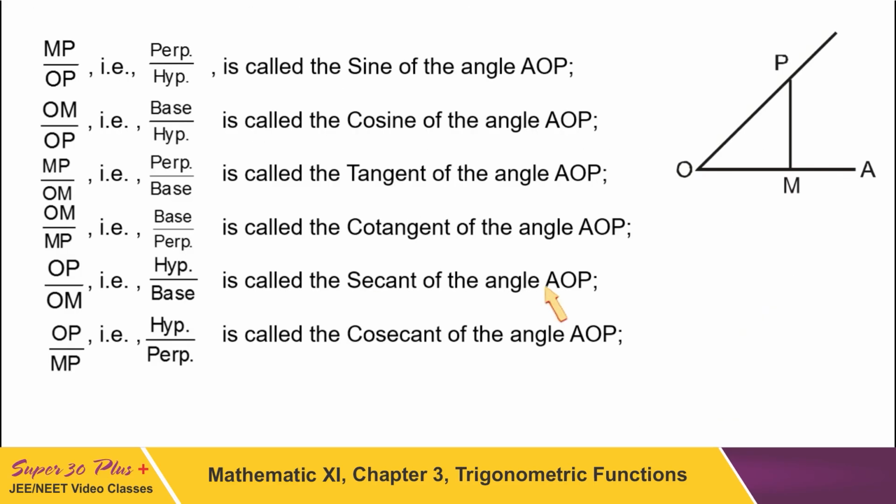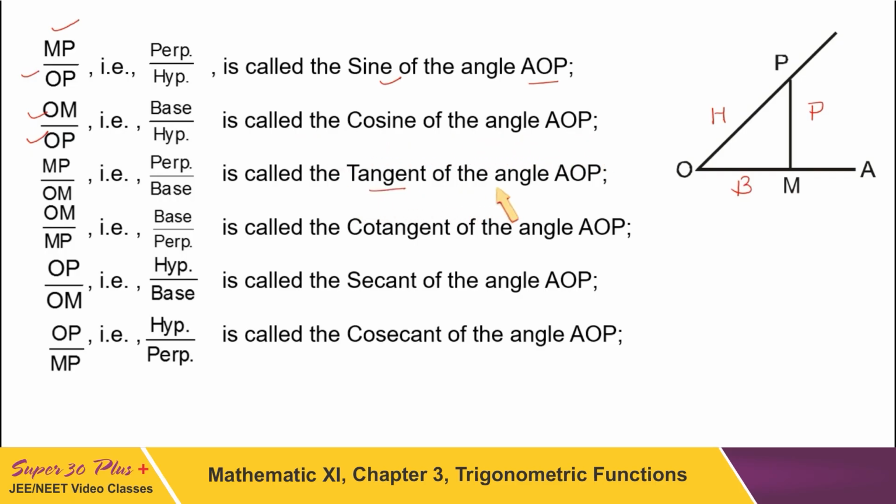In this triangle, you can say MP, the perpendicular, upon OP, the hypotenuse, is the sine of angle AOP. OM, the base, upon OP, the hypotenuse, is the cosine of the angle AOP.